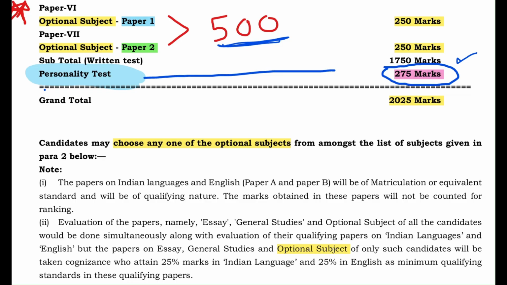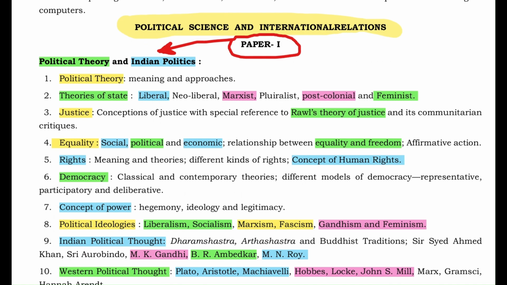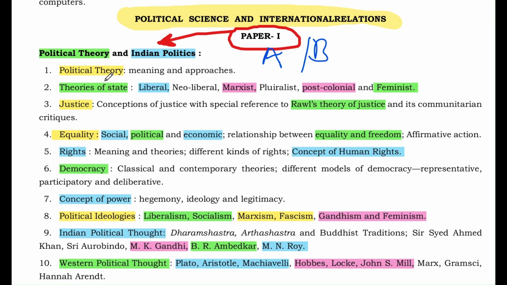So that's why we are going to discuss the syllabus of PSIR, Political Science and International Relations. There are two papers, as we have discussed. In Paper 1, there are Parts A and B. In Paper 1 Part A, political theory and Indian politics, there are 10 subtopics. These subtopics are very important, as they are the foundation of our subject.